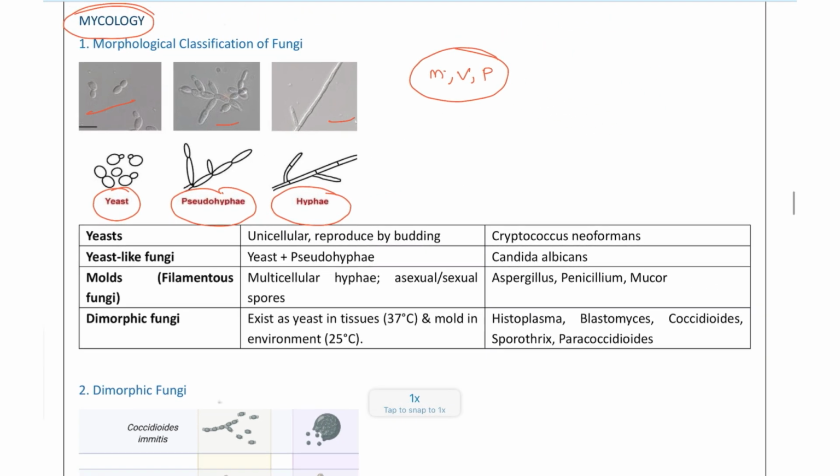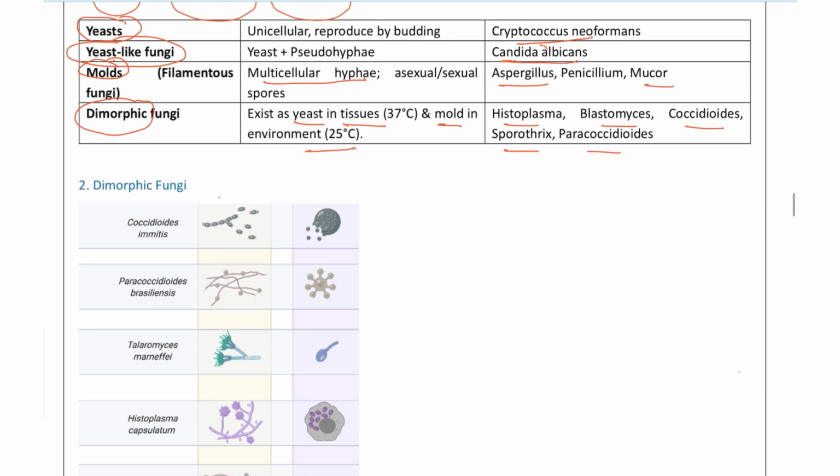Let's see the examples. The yeast forms, most commonly, are Cryptococcus neoformans; yeast-like fungi are Candida albicans. Mold forms, which are multicellular hyphae, include Aspergillus and Mucormycosis. Dimorphic fungi means it is going to be yeast in tissues and mold in the environment at 25 degrees Celsius. What are the examples? Histoplasma, Blastomyces, Coccidioides, Sporothrix and Paracoccidioides.